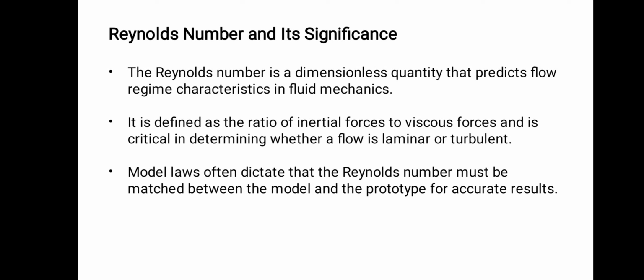Laminar flow is a smooth flow if the Reynolds number value is less than 2000. If the Reynolds number value is greater than 2000, the flow is said to be turbulent flow. The model laws often dictate that the Reynolds number must be matched between the model and the prototype. The prototype is the actual system, and the model is a replica of the prototype for accurate results.